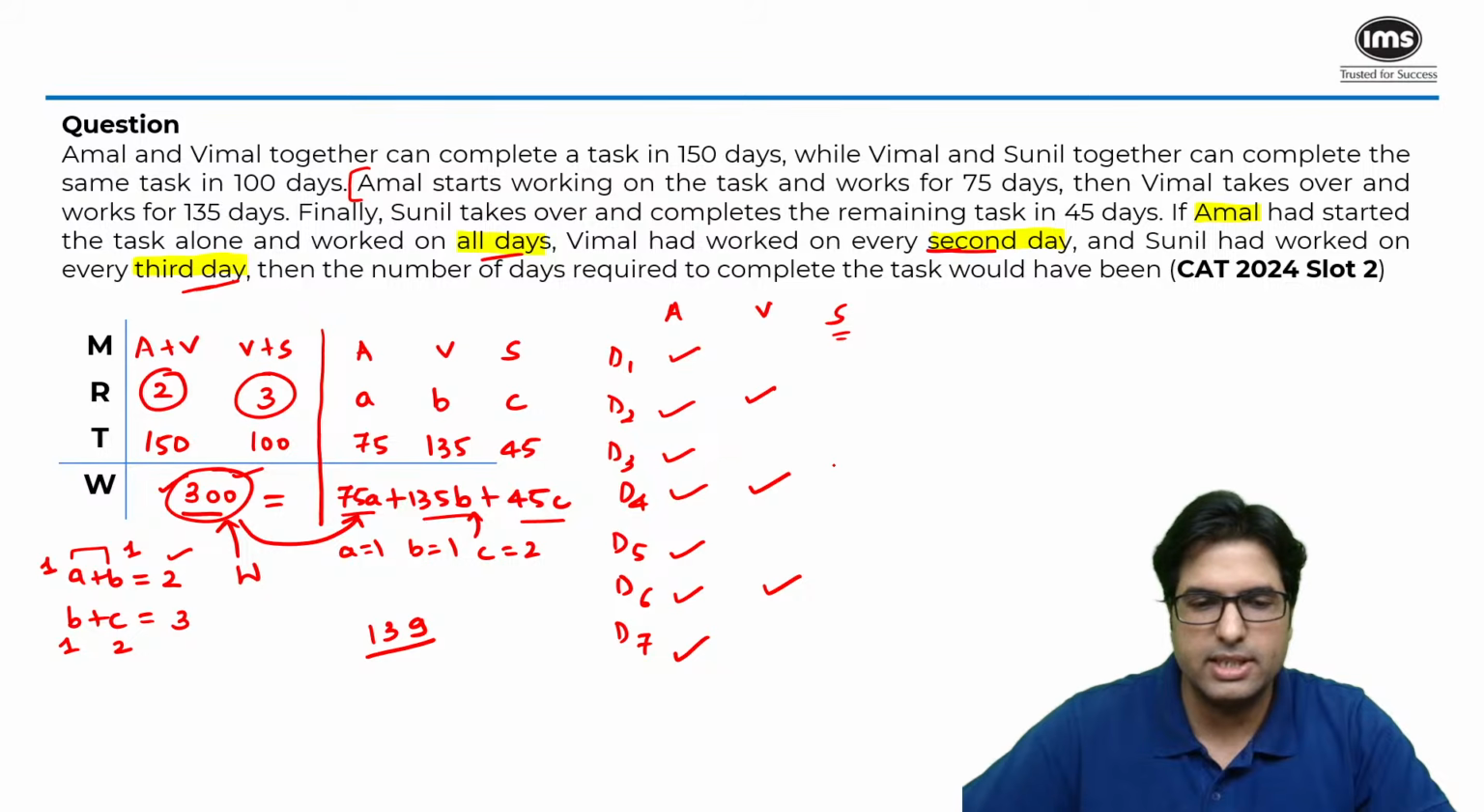What about this person S? He is going to work on every third day, so D3, D6 and so on. So what is going to happen? How do you recognize the pattern?